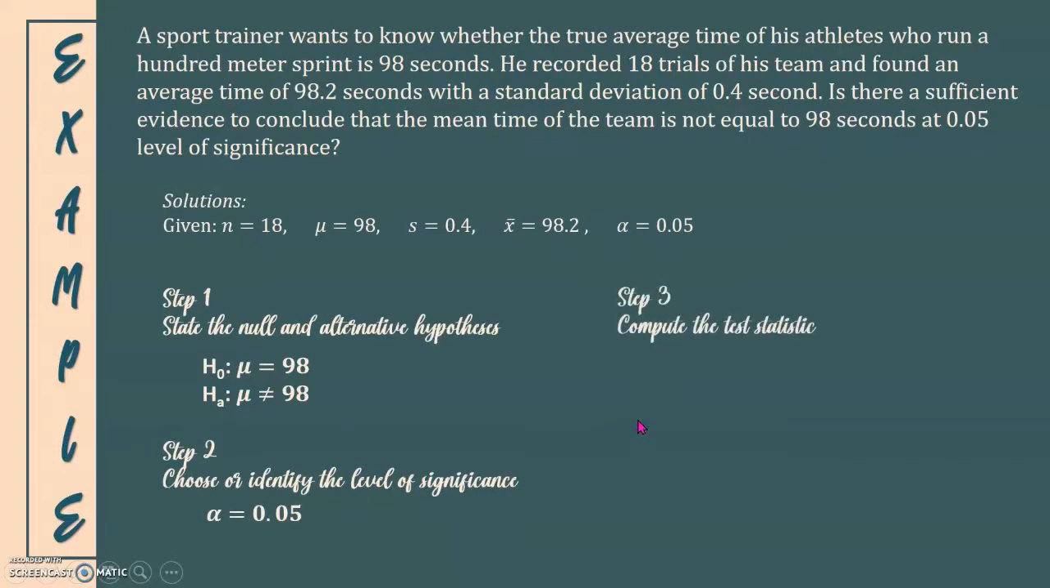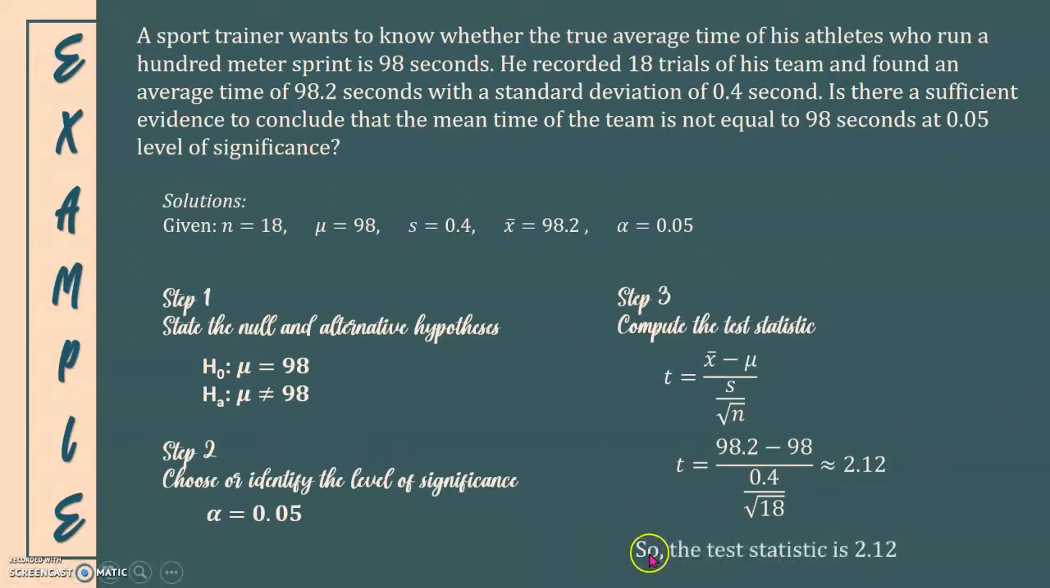Step 3, computing for the test statistic. Plugging in our values to the formula, we have 98.2 minus 98 all over 0.4 divided by the square root of 18. It will give us approximately 2.12. So our computed test statistic is 2.12.